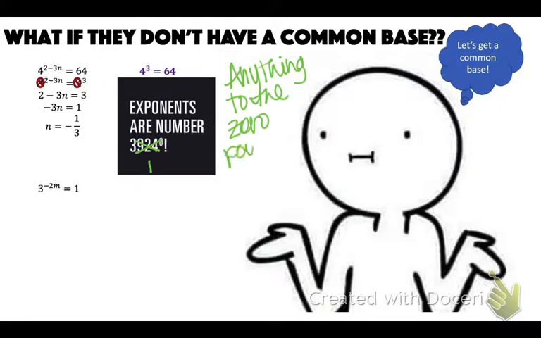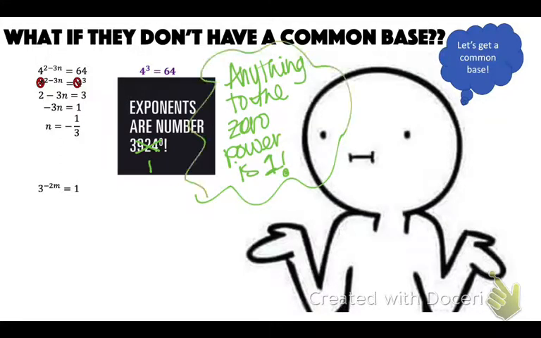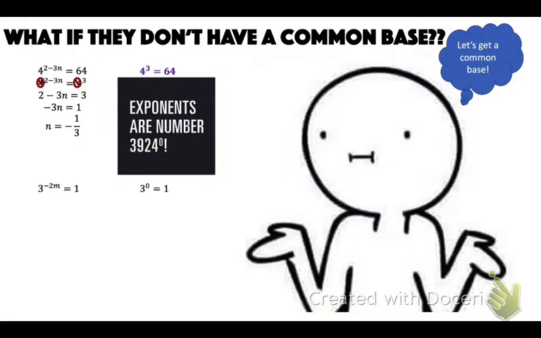I know I've talked about that before, but I just want to get it ingrained in your head. Anything to the 0 power is 1. Okay, so that means that 3 to the 0 equals 1. So I can just replace that 1 with 3 to the 0 power.